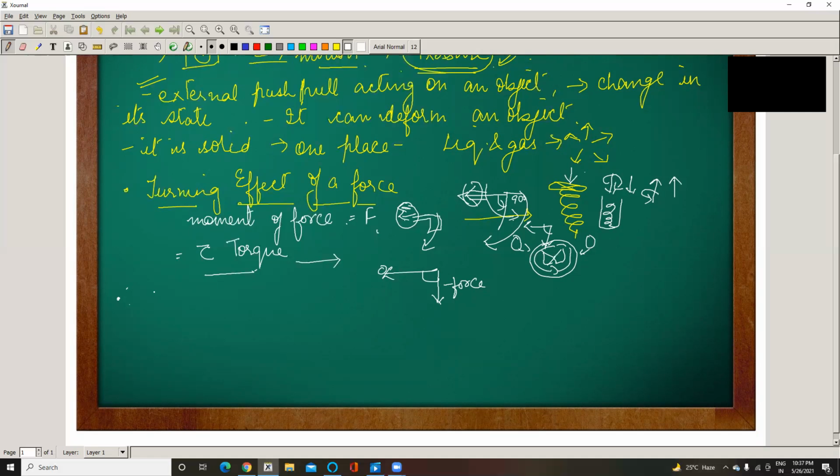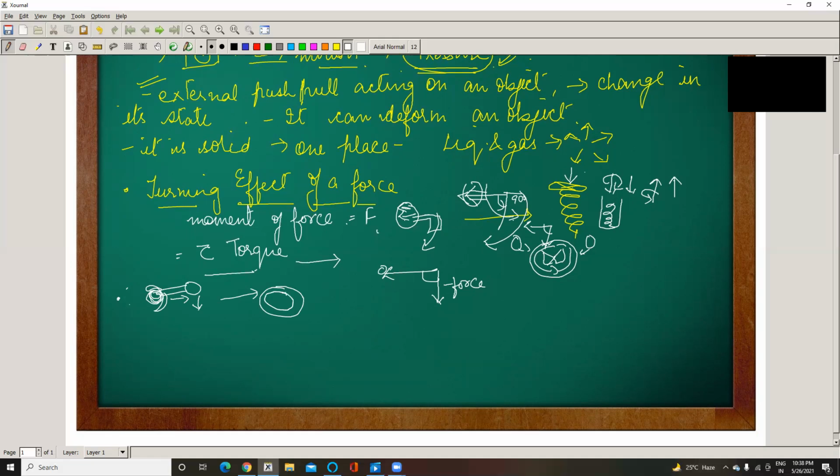Then if you see how carpenters or any worker or mechanics open the nut of a vehicle, they have a spanner, a long spanner. This way they open that particular nut. So with this spanner the distance, the length, is more, so that they can exert the pressure or the force over this nut and it gets easily opened up. So the more the distance is there, what happens?